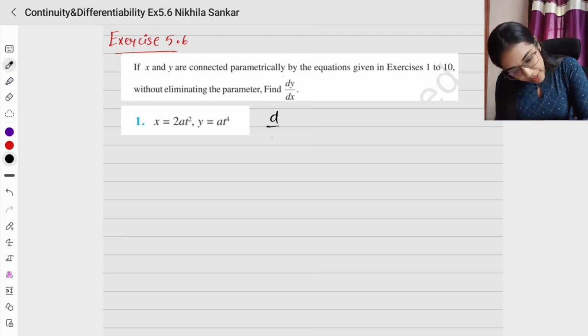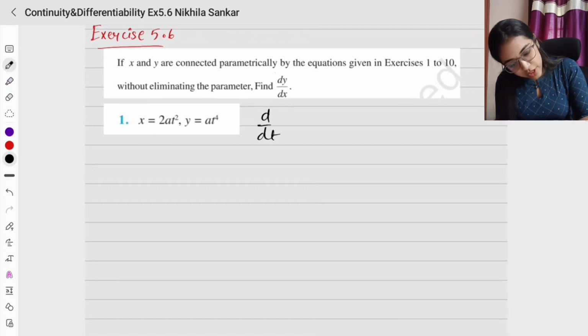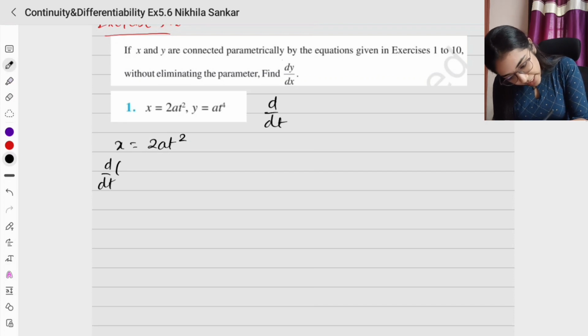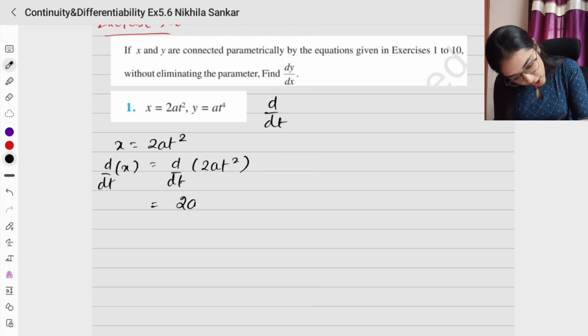Correct? So the parameter here is t, so I'm going to differentiate with respect to t. So what will I have? x is equal to 2at square. So d by dt of x is going to be d by dt of 2at square. 2a is a constant. d by dt of t square is going to be 2t. So I have 4at. So this is my dx by dt.